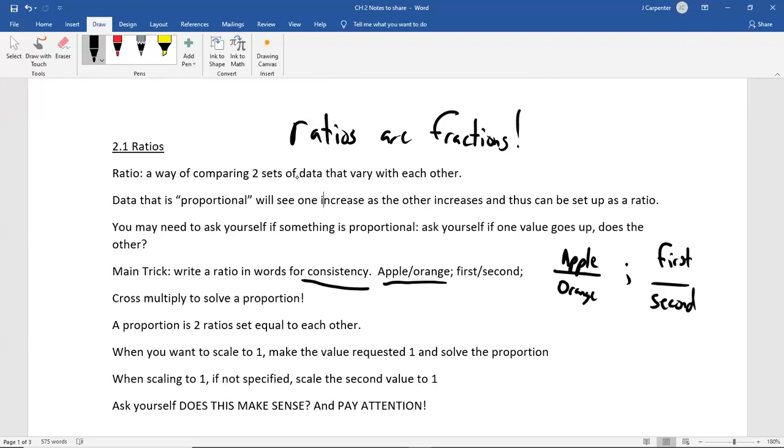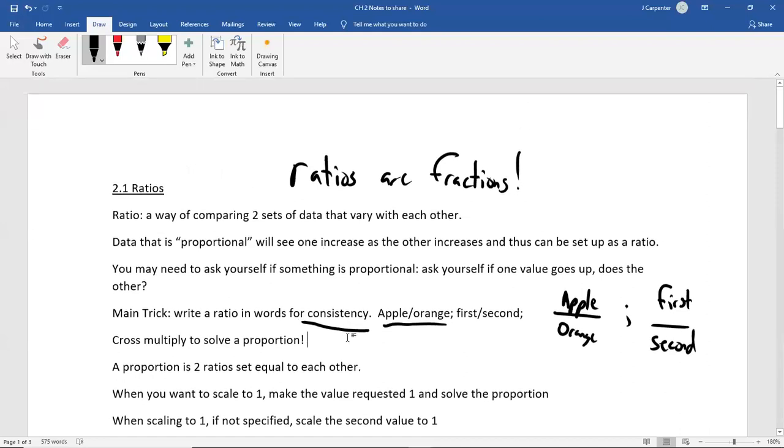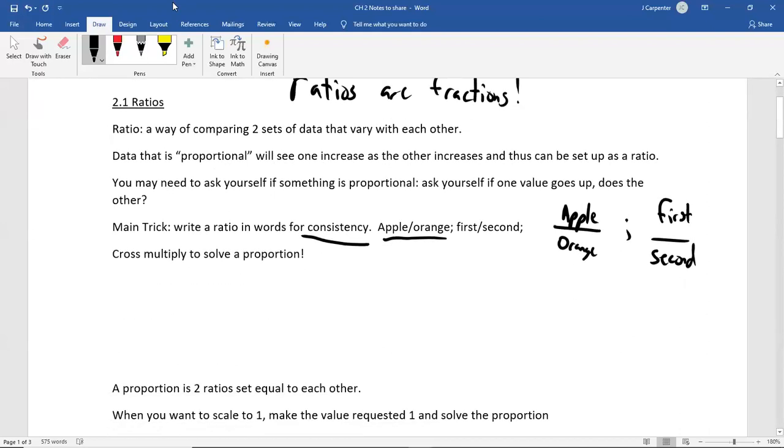Now, when you set these up, how do you go about solving them? You're going to cross multiply. Cross multiplying, what that means is, again, I'm just taking that file, the chapter 2 notes to share that you have in your homework. I'm just kind of filling in some details here and there. Remember, take good notes. Just because I write it down doesn't mean it's in your brain forever. You might have to write it down too. You probably have to write it down.